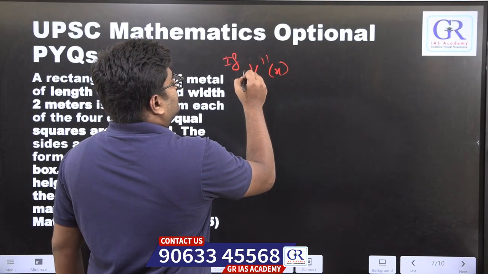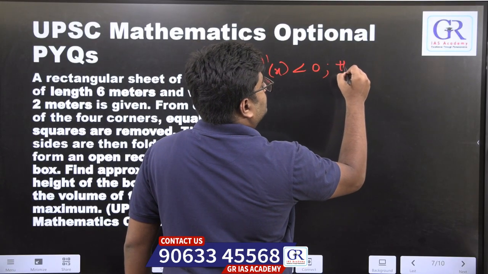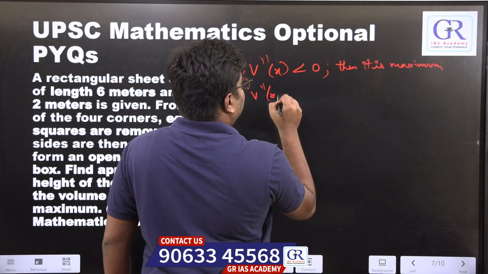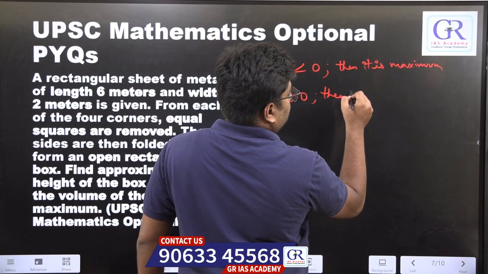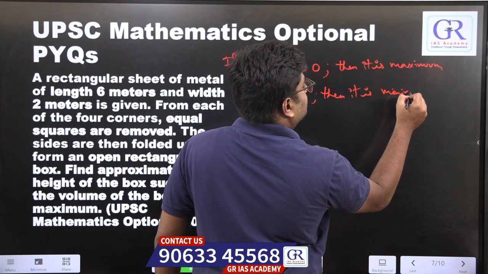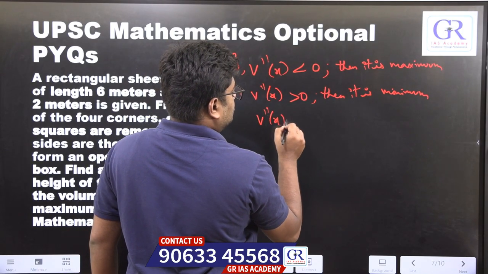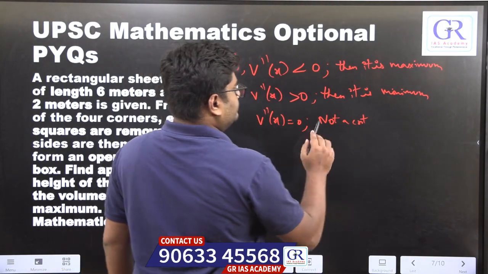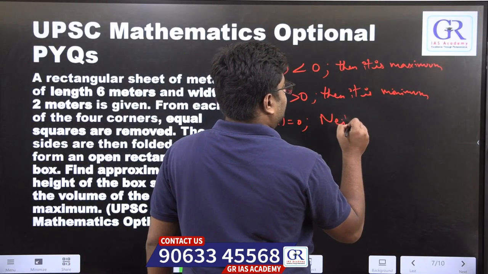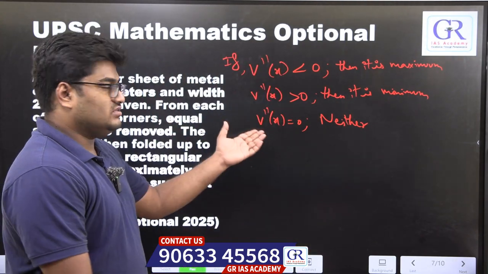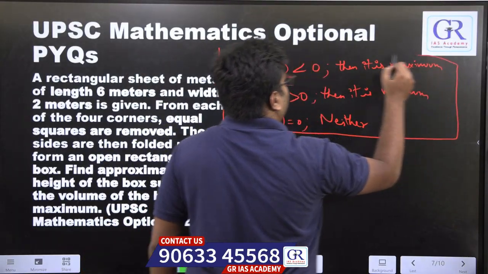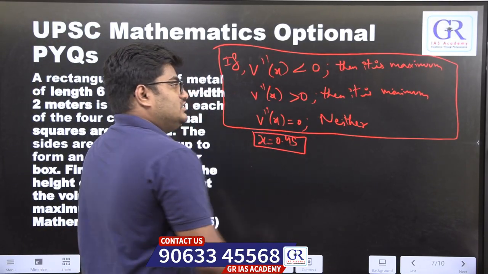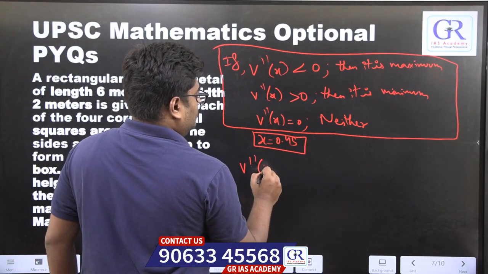If the second derivative is less than 0, then it is maximum. If v dash of x is greater than 0, then it is minimum. And if it is equal to 0, it is neither. It is a critical point, but it's not a maximum or minimum if it is equal to 0. With this we need to find if the point x equals 0.45 is maximum or not. So let's calculate.